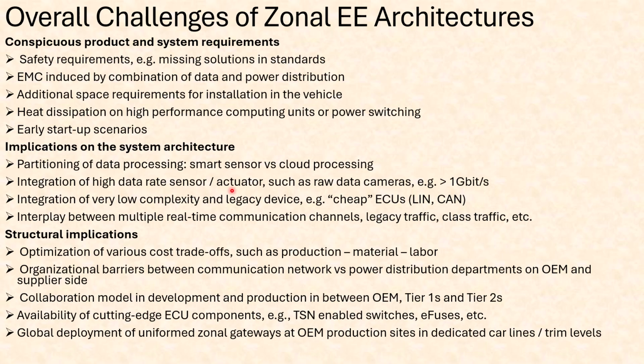Integration of high data rate sensors and actuators, such as high data rate cameras, for example 1 Gbit per second. Now coming to the integration of low complexity and legacy devices, for example cheap ECUs, LIN and CAN. LIN and CAN are basically meant for cheap ECUs, because high performance computers are basically using automotive protocols like Ethernet or 1000BASE-T1.